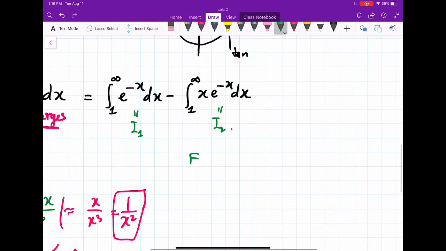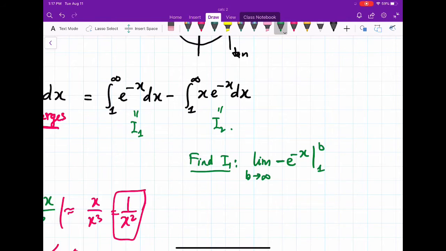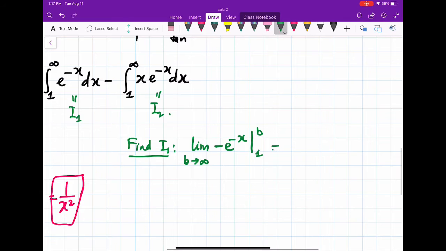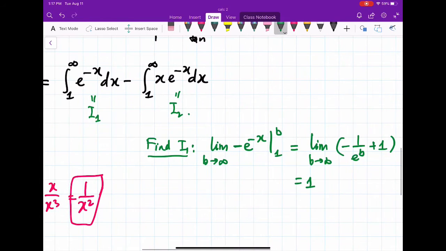Let's find I1. The I1 is easy because we know the antiderivative of e to negative x. That is negative e to the negative x, right? We just saw that. And then you consider the limit when b approaches infinity, evaluated from 1 to b. We just solve this integral. So that is the limit of negative 1 over e to the b plus 1 in here. As b approaches infinity, that is just 1. So the first integral is 1.